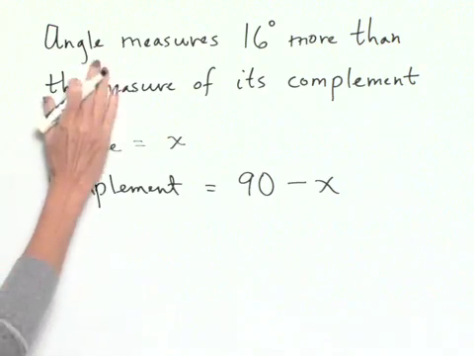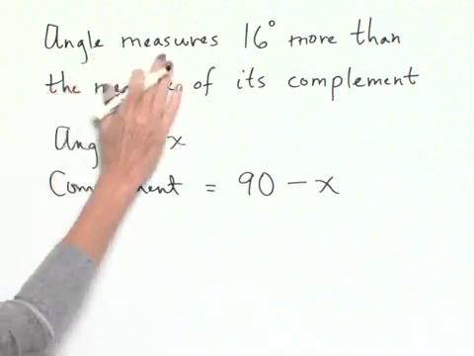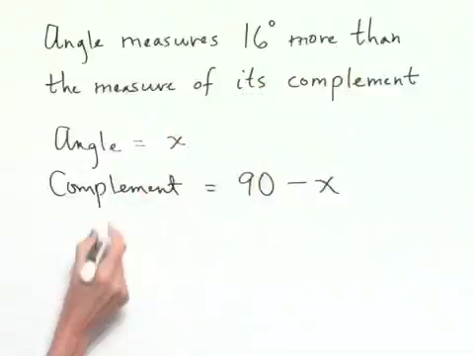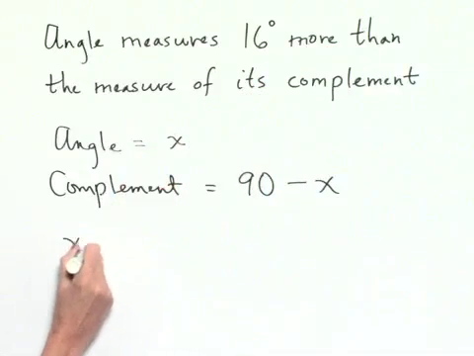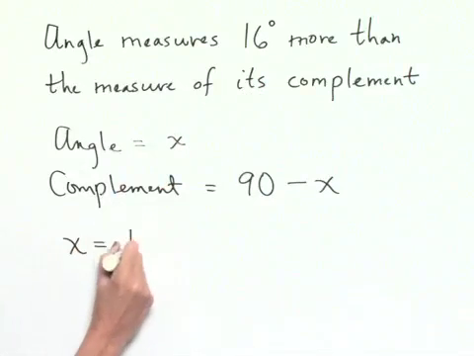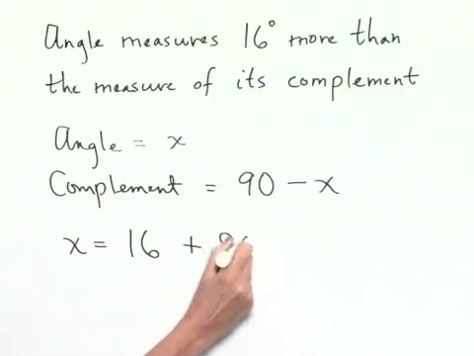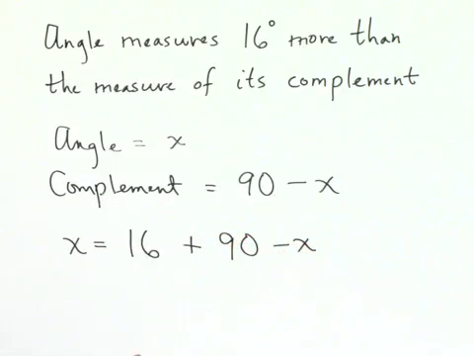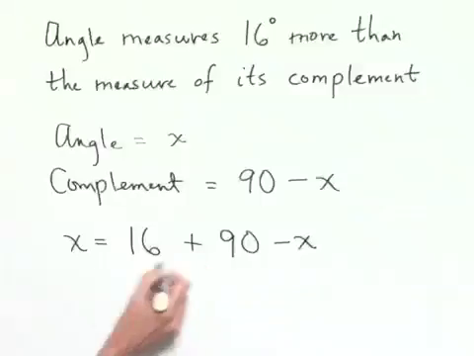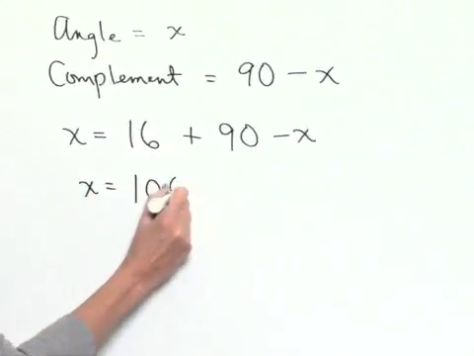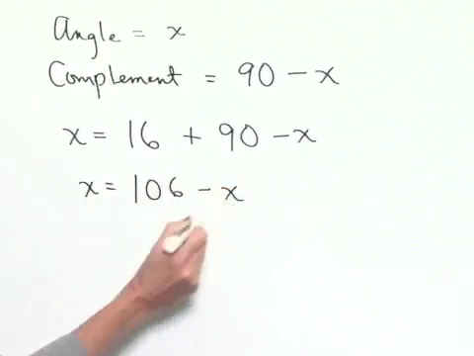We now know, according to this, that the angle is going to measure 16 degrees more than the measure of its complement. So the angle measure x is going to be 16 degrees plus the measure of the complement, which is 90 minus x. Let's go ahead and add our values of 16 and 90. That's going to give us x equals 106 minus x.